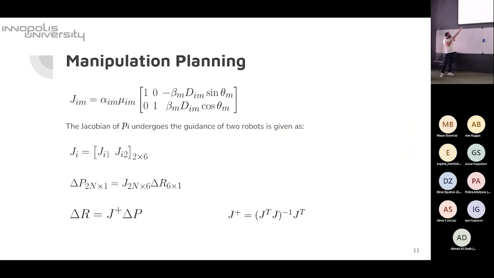Next, if we consider that delta P is the difference between the cable points and the desired points, we can obtain delta R, which is the required motion from the robot, by using this formula, where J here is the pseudo-inverse Jacobian.